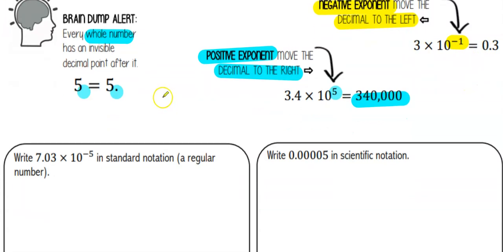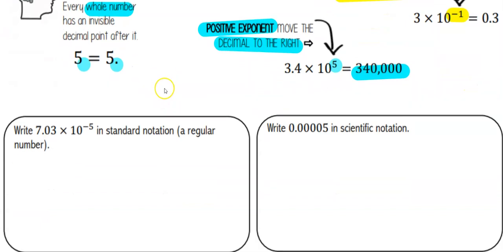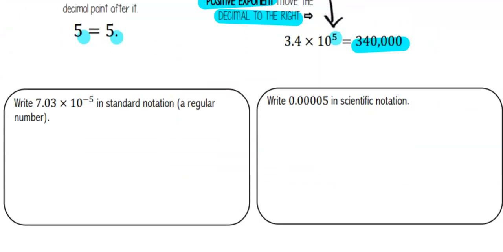So let's talk about how we're going to go back and forth between scientific notation and standard form. The first example here, I have 7.03 times 10 to the -5th. It's a negative, so we're going to move to the left. Okay, the number is going to be smaller. The number is going to get smaller. We're going to take that coefficient and make it smaller.